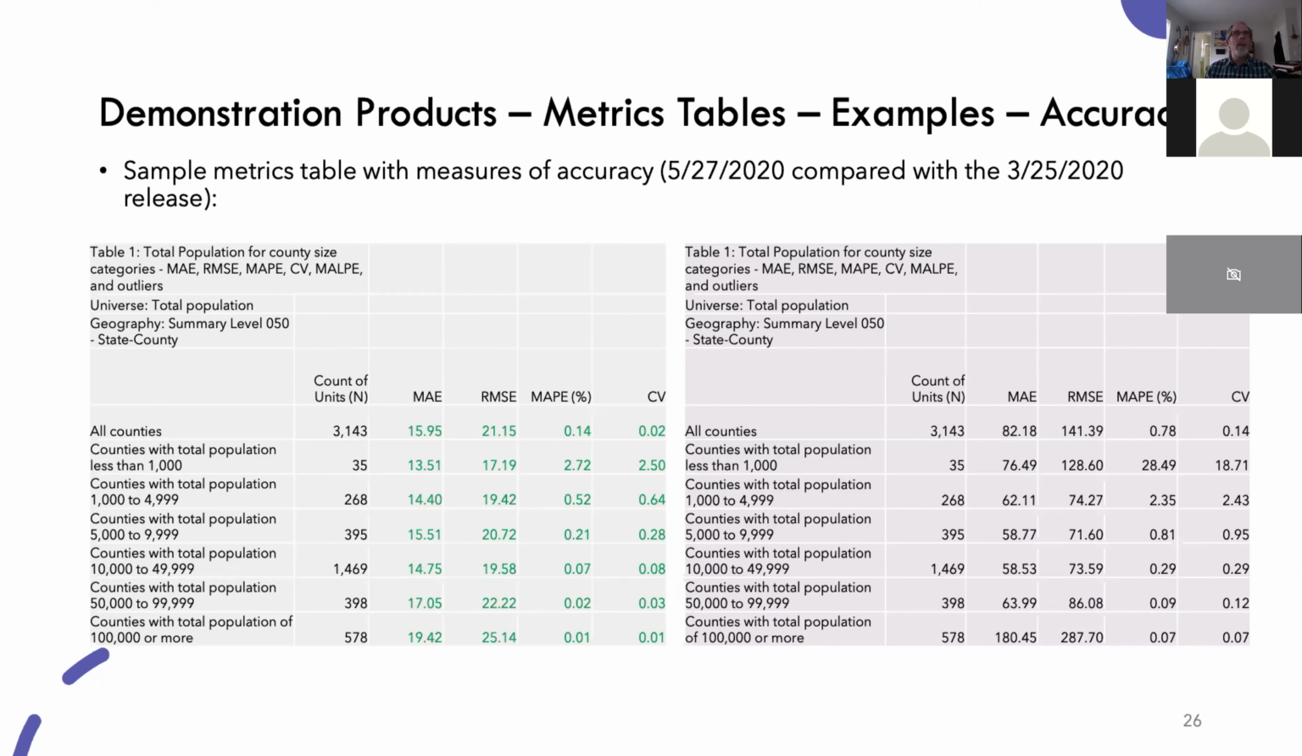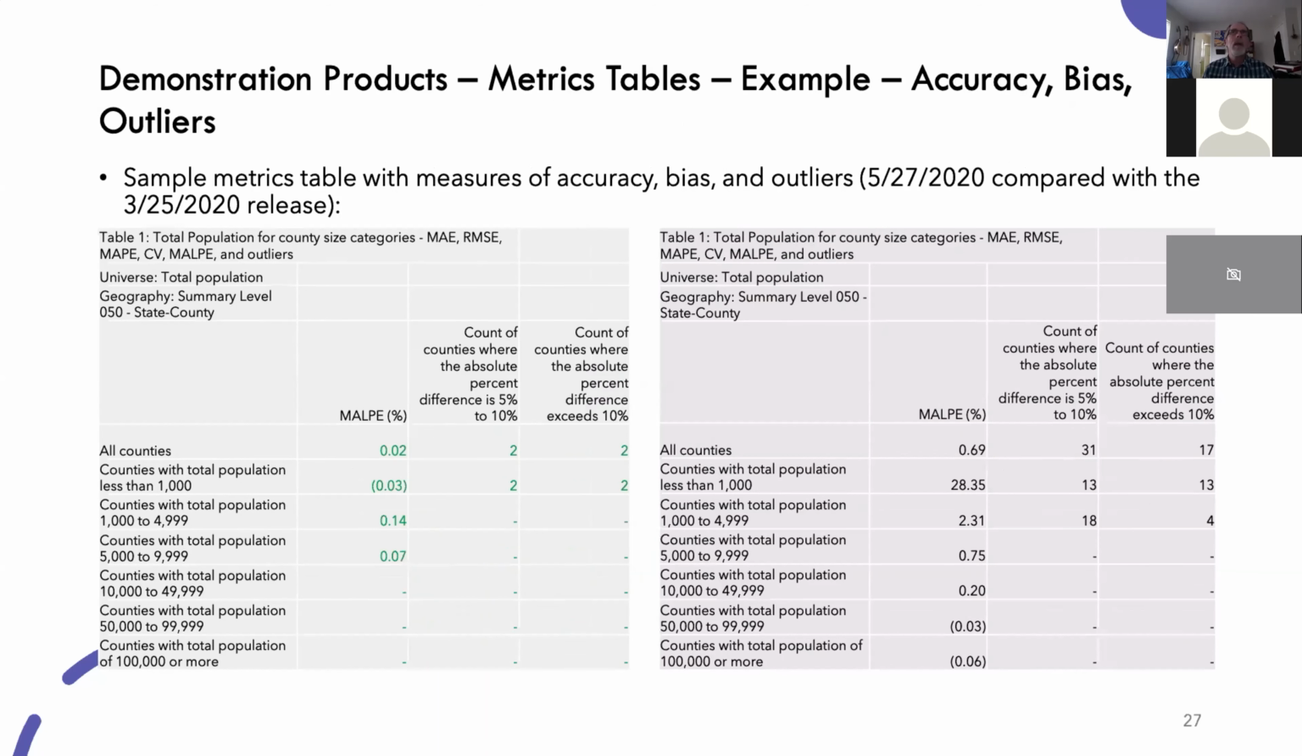The fact that the numbers are in green in the May 27th table simply says that it was an increase in accuracy over 10% of what they had published previously. Okay, this particular table is from the same measurements of accuracy as the preceding table. This, however, shows accuracy bias as well as outliers. The bias in this case is MALPI, and what this shows is that there is a slight reduction in population relative to the other populations for 1,000 persons and above.